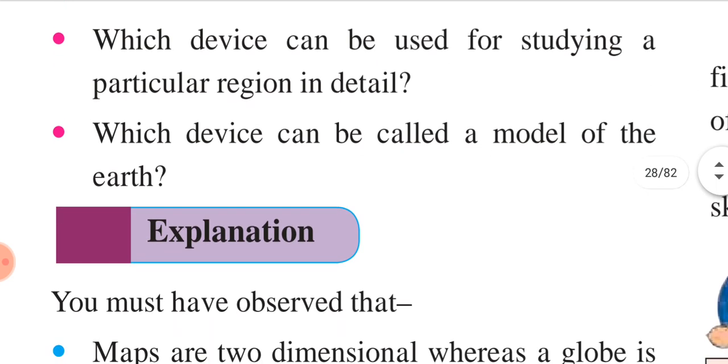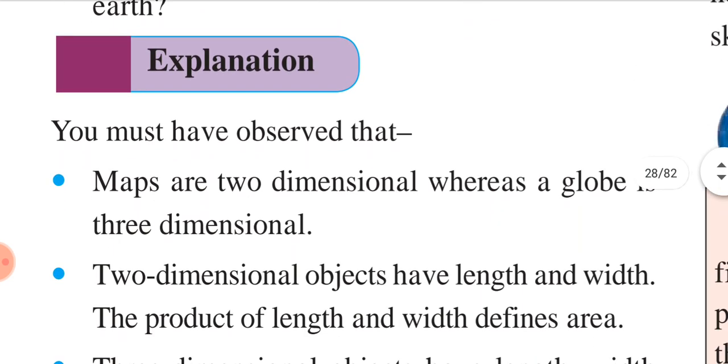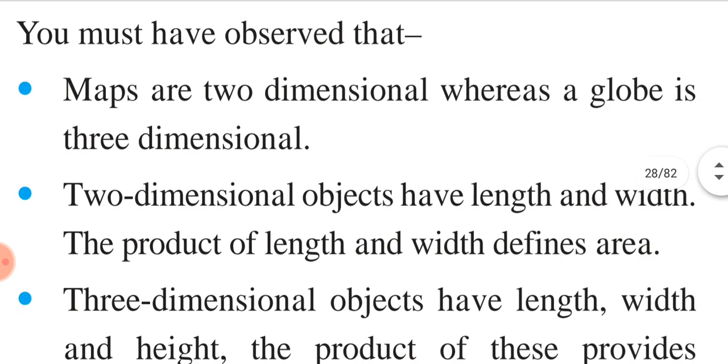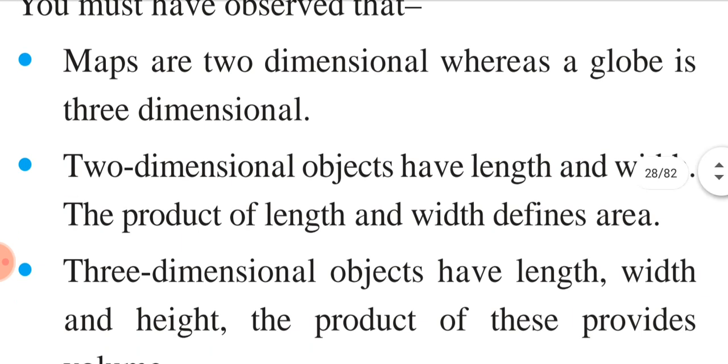So here it's an explanation. You must have observed that maps are two-dimensional, whereas a globe is three-dimensional. Two-dimensional objects have length and width, length as well as the wideness. The product of length and the width defines area. The product means the multiplication, that is of length. Length means, you know, lambi. Width means the broadness. It defines the area, the place of that area, how much it is.